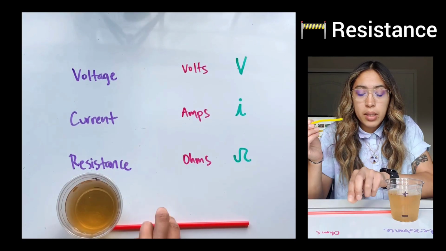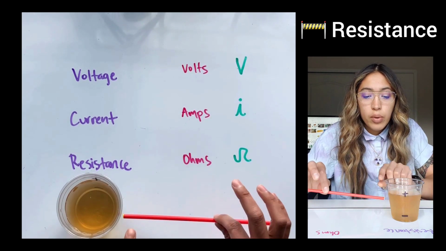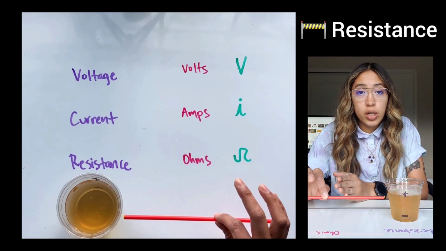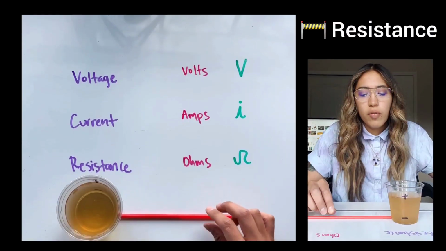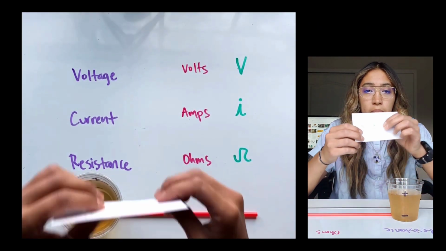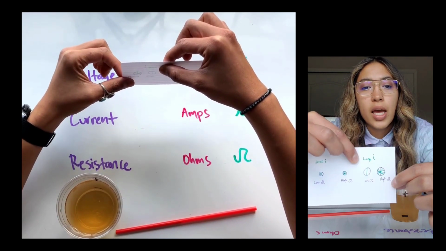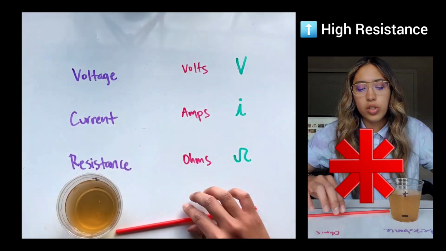If I got this pipe cleaner and I put it in my straw, now when it flows, it's going to be obstructed. There's going to be resistance. If I were to chop this in terms of resistance, then a low resistance would be very little obstruction and high resistance would be a lot of obstruction.